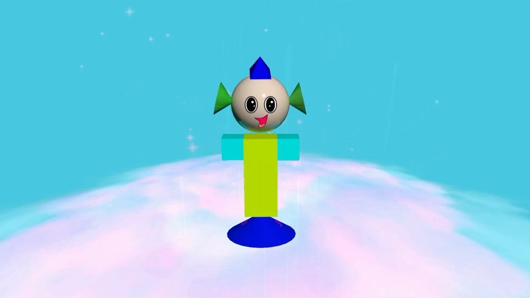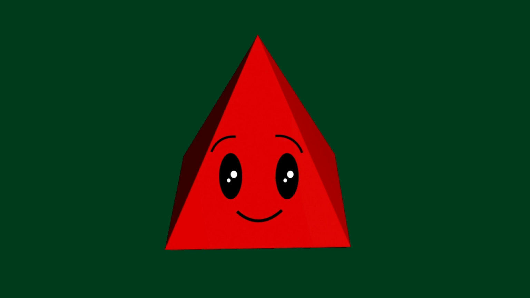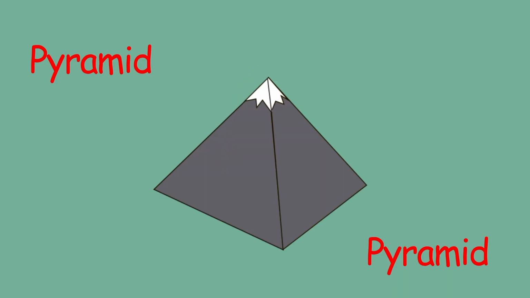And here's the pyramid. A pyramid has a polygonal base and triangular faces that meet at a single point called the apex. Pyramid. It looks like the pyramids of Egypt or a mountain peak.